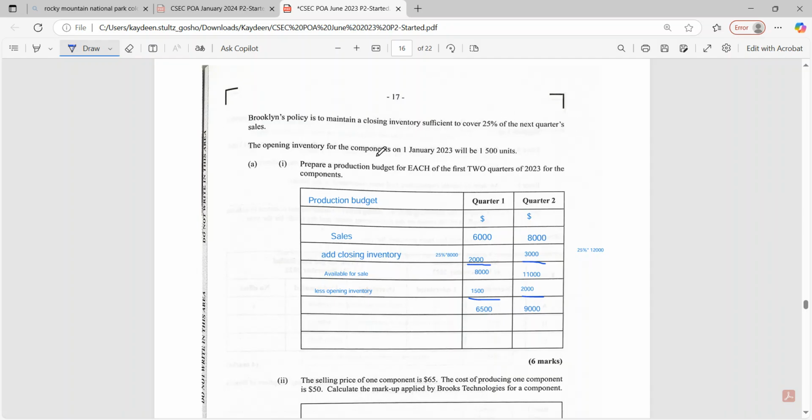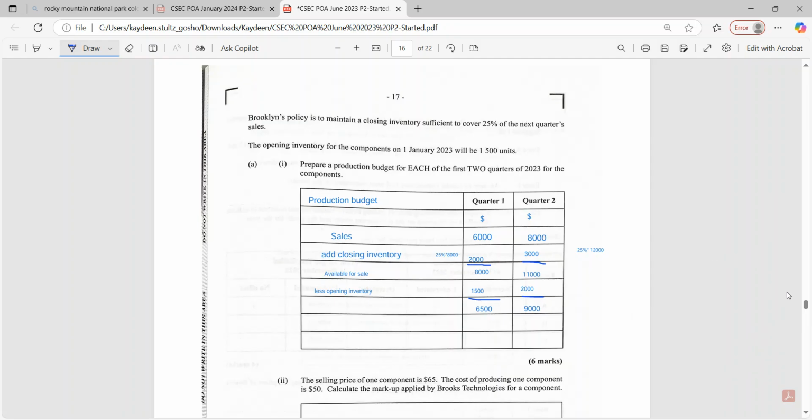The opening inventory for the components on the 1st of January 2023 will be 1,500 units, I should say. We are supposed to prepare a production budget for each of the first two quarters of 2023 for the components. So we have the production budget. You start by laying out the type of budget that you're going to do. You need your dollar signs. All right. And you start with sales.